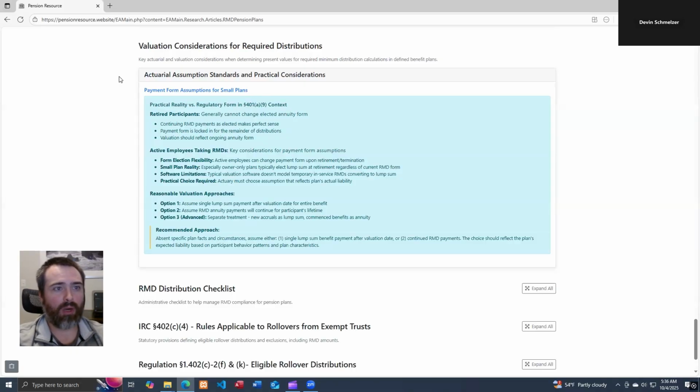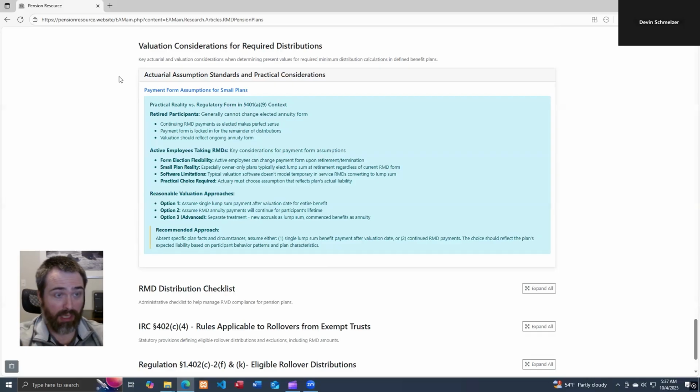When it comes to required distributions, for example owner-only plans, you're not really sure how their benefit is going to be paid out from the plan. Let me get to that in a moment. So when you have a retired participant that is no longer accruing benefits and it's a larger plan, they've elected the form of payment, and those elections generally cannot change unless the plan terminates. So it makes perfect sense to value that elected form of payment for the remainder of the life of how much is going to be paid from the plan.